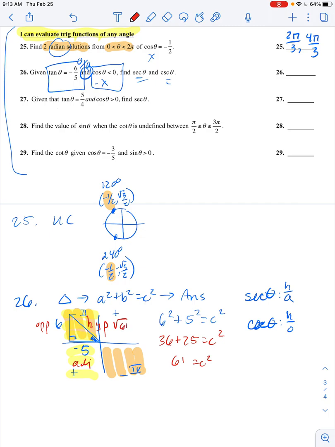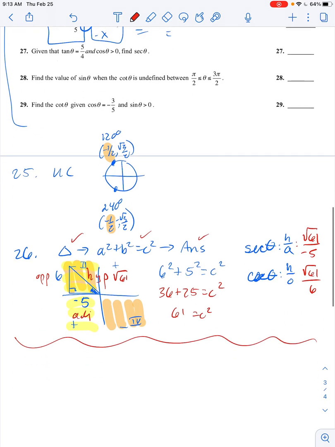Now I did my triangle, I did my Pythagorean. Now I can just answer the question. Since the secant wants hypotenuse over adjacent, that's root 61 over negative 5. Since cosecant wants hypotenuse over opposite, that's root 61 over 6. And I'm simply looking at the three values on my triangle to get that answer.